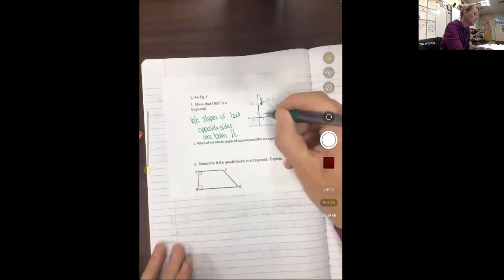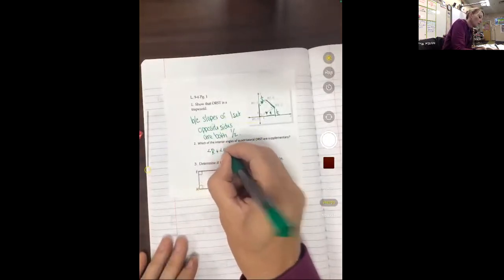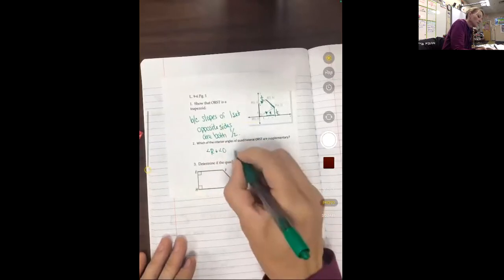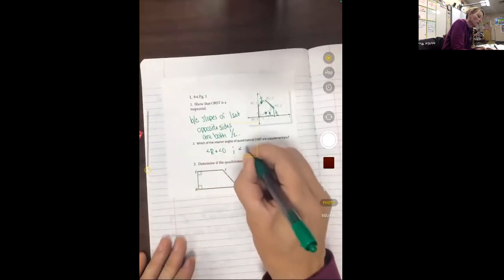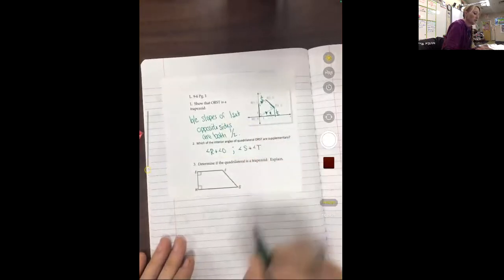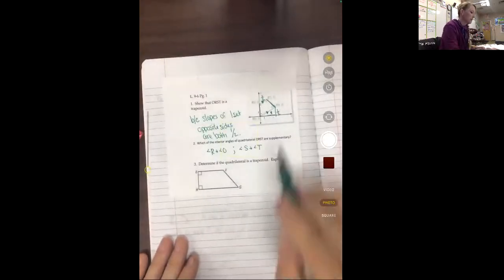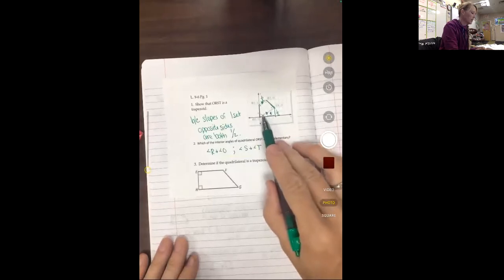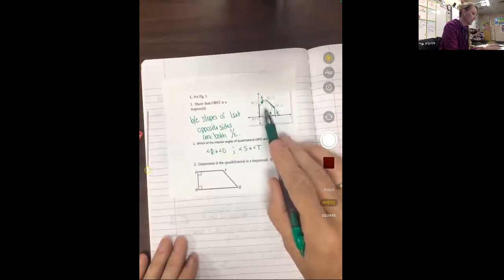But we do know that if this is parallel to this, we can pretend that this guy's a transversal, and we can pretend that this guy's a transversal. And if that is true, then this angle and this angle are consecutive interior. This angle and this angle are consecutive interior. So therefore, we know that angle R and angle O are supplementary. We also know that angle S and angle T are supplementary because they're consecutive interior.